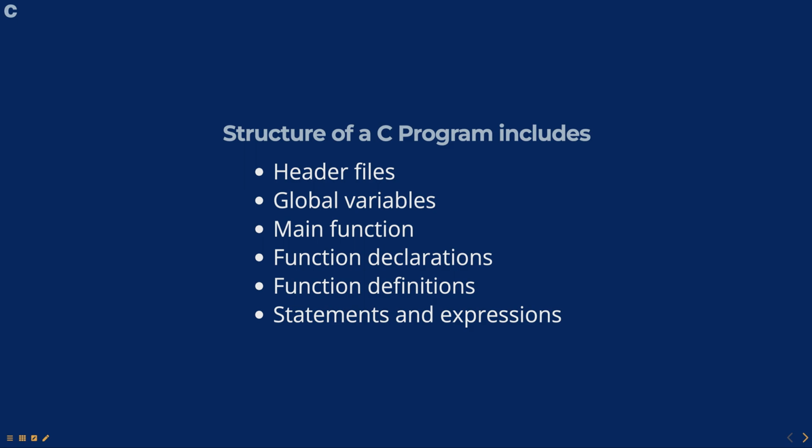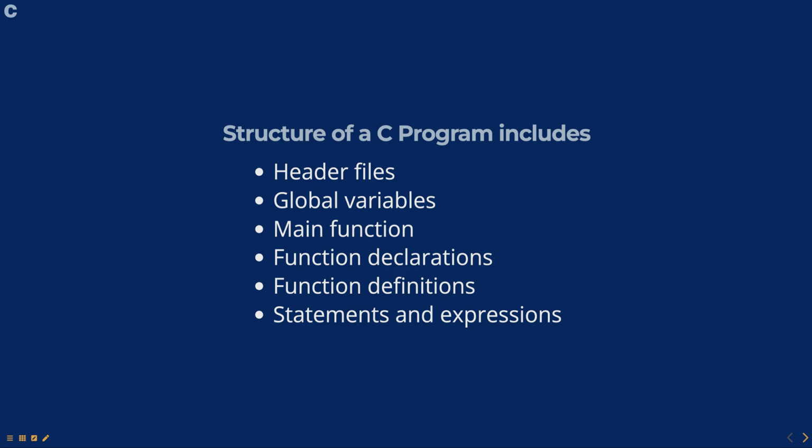Global variables. These are variables that are declared outside of any function and can be accessed by all functions in the program. Main function. This is the starting point of the program and is where the program's execution begins. It is typically declared as int main.